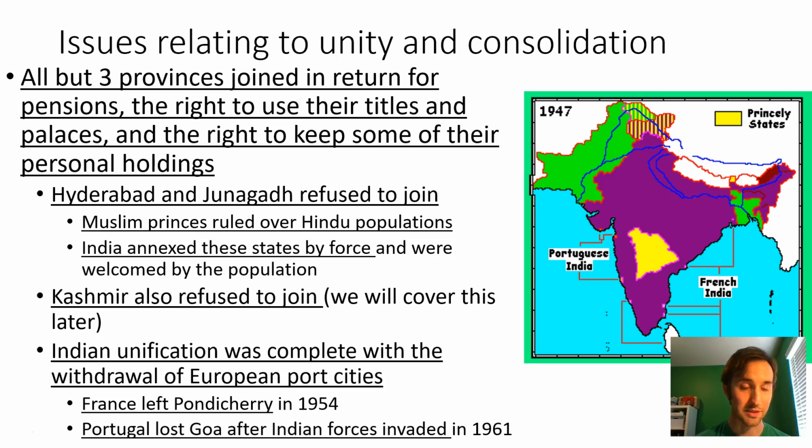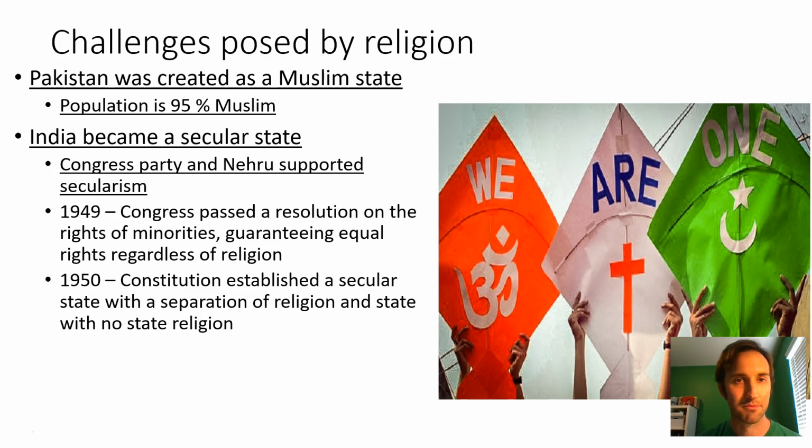India's unification is totally complete with the withdrawal of the last European port cities. So the French leave Pondicherry, right here, in 1954, and the Portuguese are kicked out of Goa after India invaded in 1961. So the Portuguese and the French are the last holdouts.